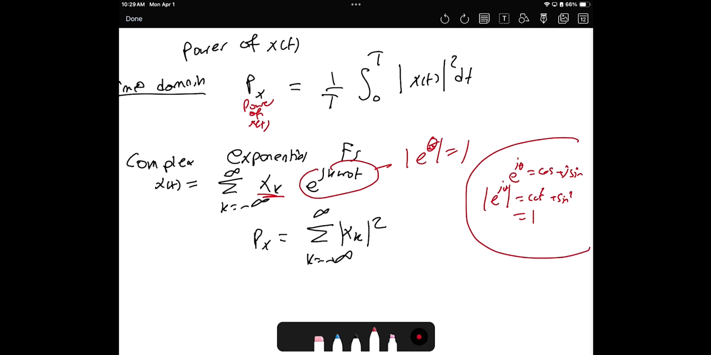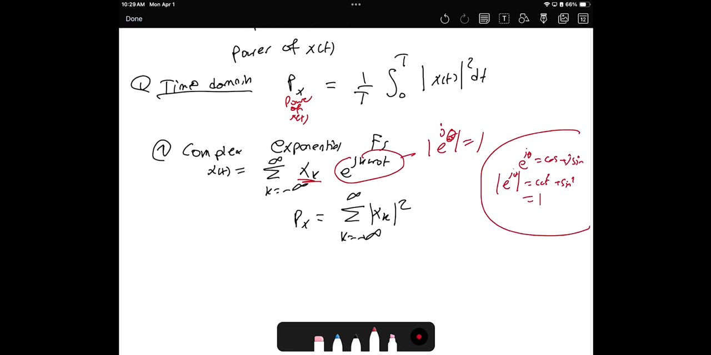So every time, the magnitude of e power j theta will be 1. Then P will be the sum of the absolute value of xk squared. So we don't have to know x squared, right? So this is, again, the frequency domain.